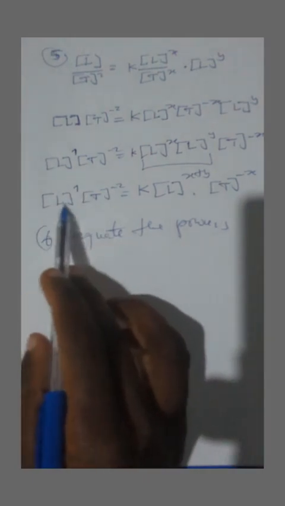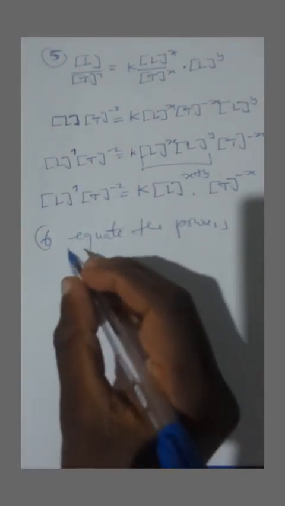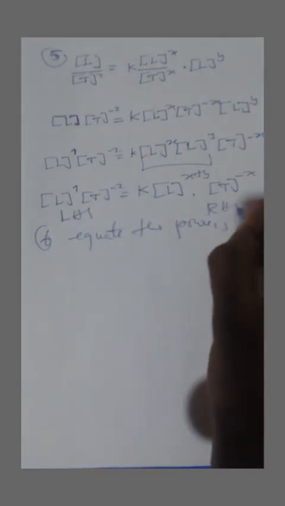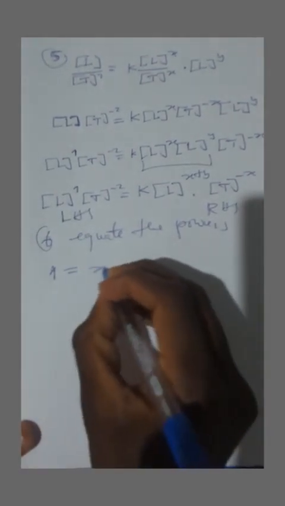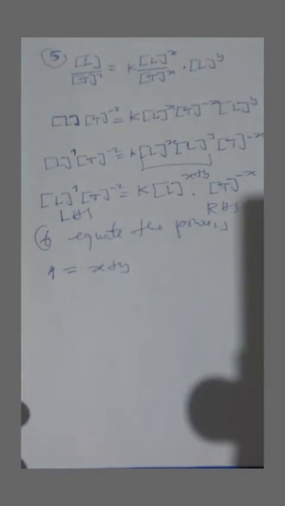So the power of L here and here. The power of L on the left hand side, this is our left hand side, and this is our right hand side. On the left hand side you have 1, so 1 will be equal to x plus y. You have equated the powers.